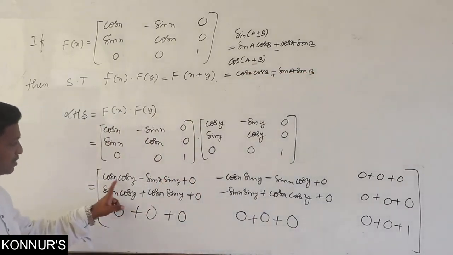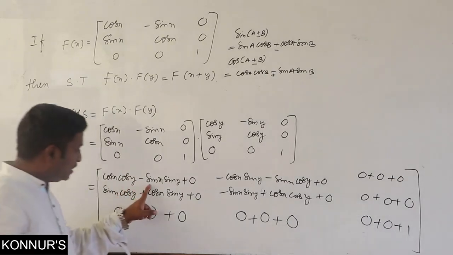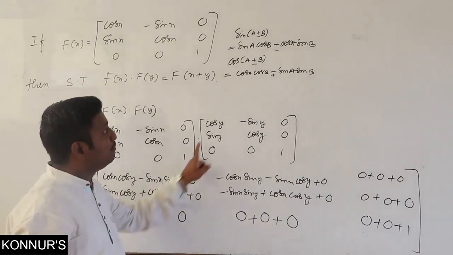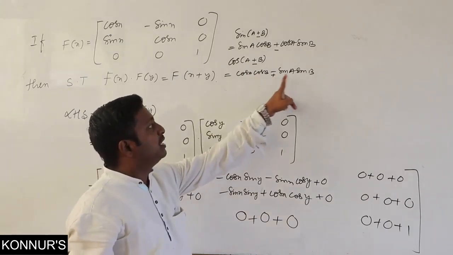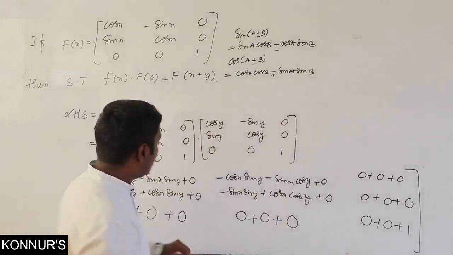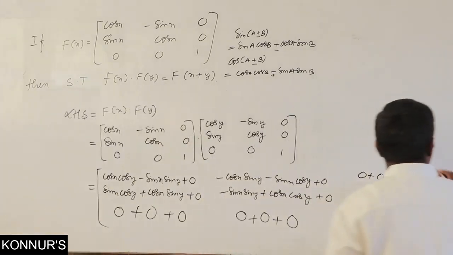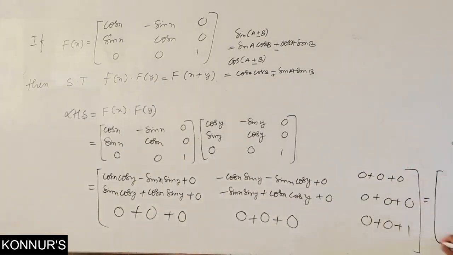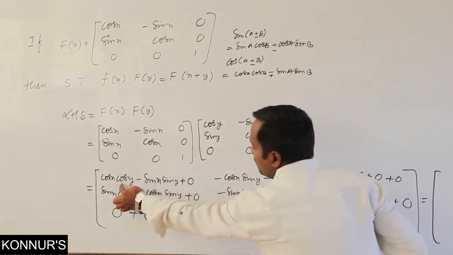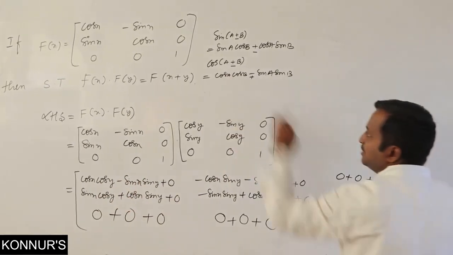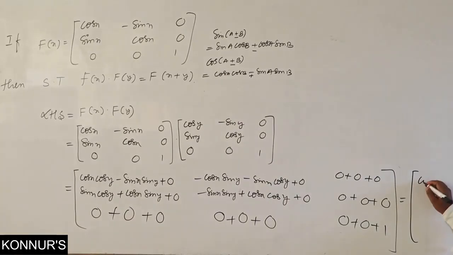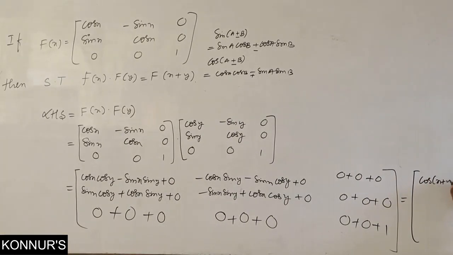Observe. Cos x cos y minus sin x sin y. It looks like the formula cos a cos b minus sin a sin b. It becomes cos x cos y minus sin x sin y. In the sense, it is nothing but cos of x plus y. Apply here. You can observe that point. It is nothing but cos of x plus y.